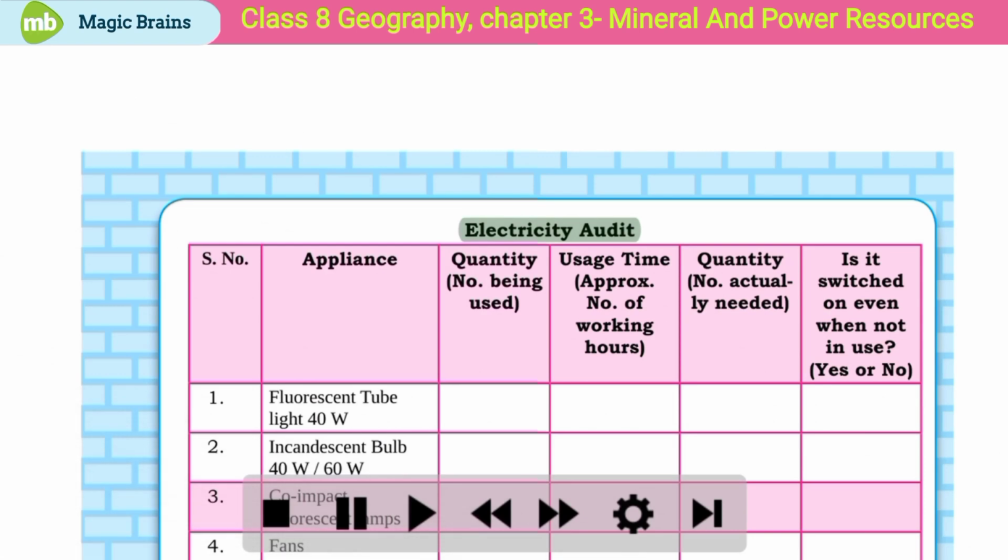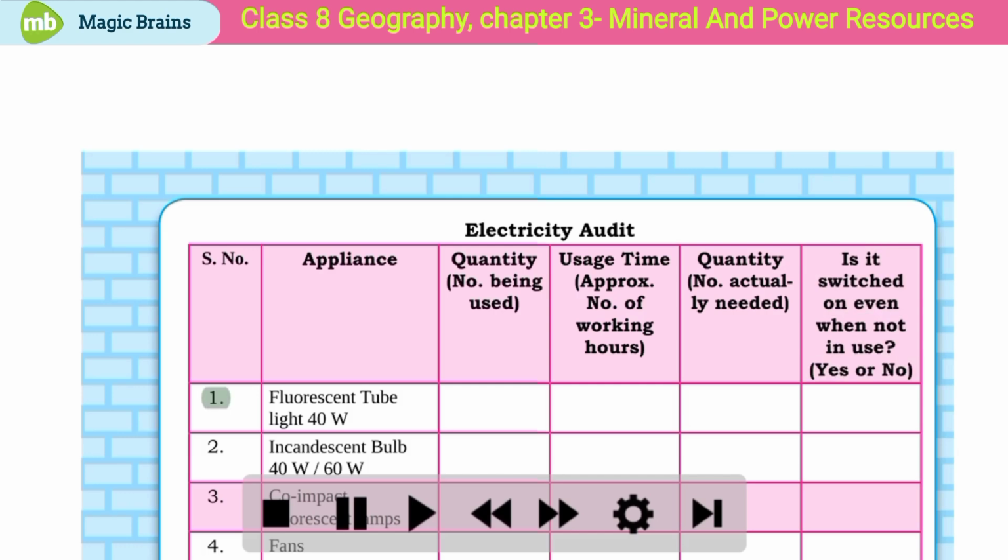Page number 36. There is a diagram in the form of table given. Here, this table pertains to an electricity audit. There are various columns given in this table: serial number, appliance, quantity, number being used, usage time, approximate number of working hours, quantity, number actually needed, is it switched on even when not in use, yes or no column.